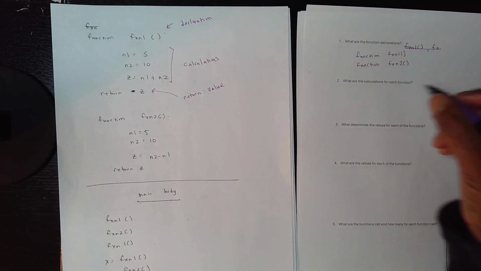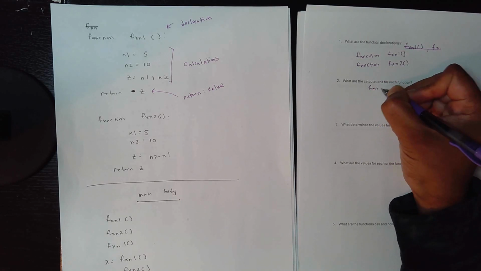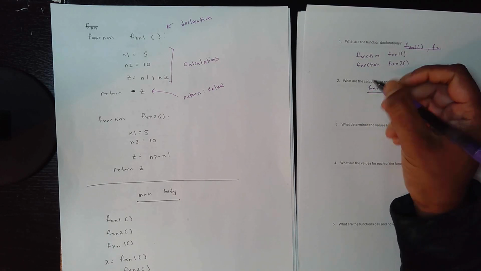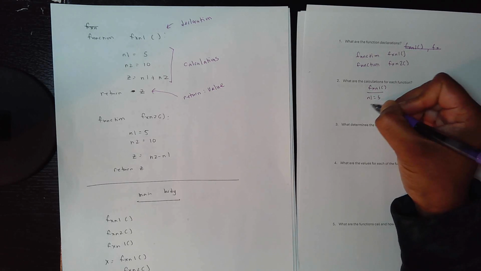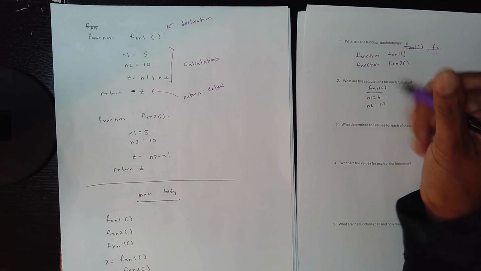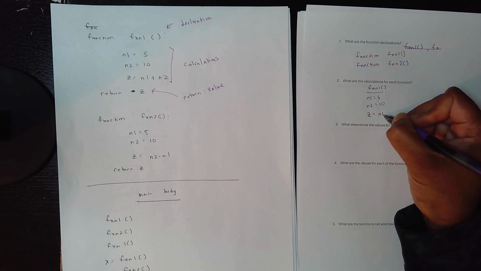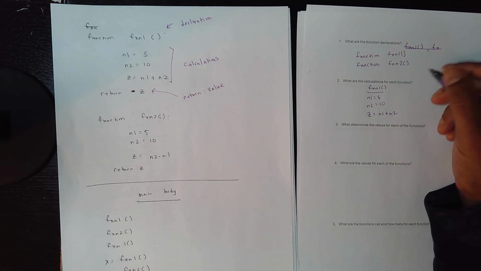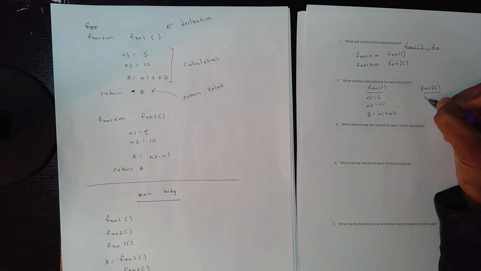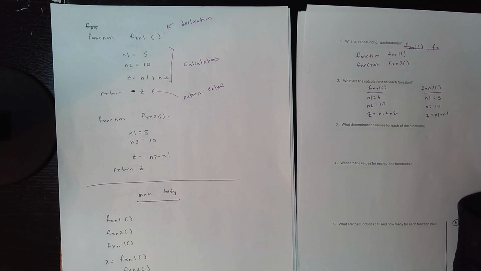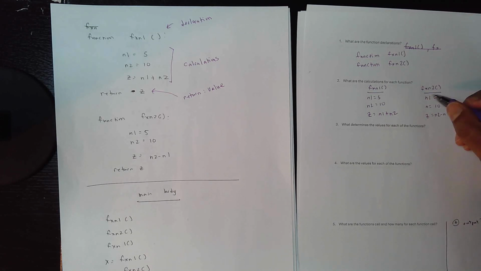Now, what are my calculations? Okay, my calculations for each of the functions: for function 1, n1 equals 5, n2 equals 10, and then z is equal to n1 plus n2. For function 2, here are my calculations. n1 is equal to 5, n2 is equal to 10, and z now is n2 minus n1. Have you noticed that you are using the same variables? Have you noticed that these are now the same?